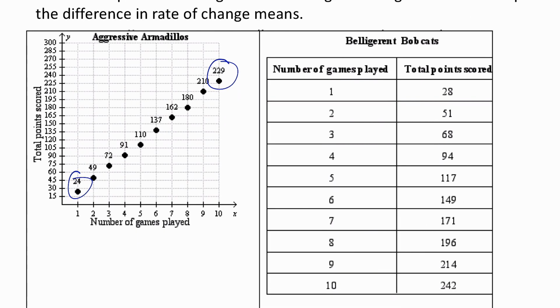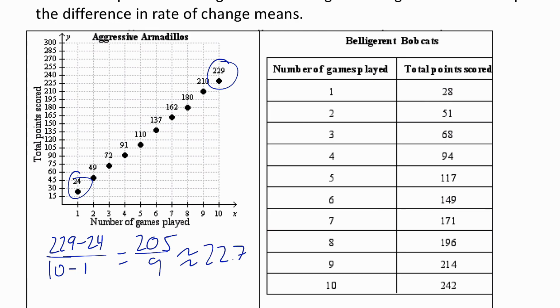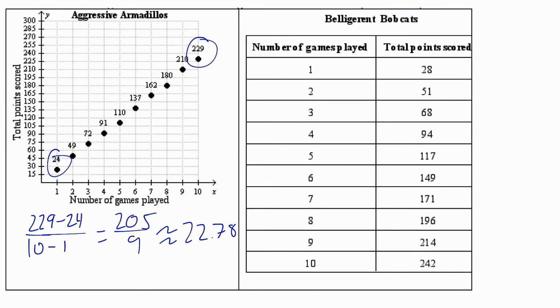On our graph for the aggressive armadillos, our slope is going to be 229, that's the height at the last point, minus 24, over our independent value, 10 minus 1. Cleaning that up a little bit, 229 minus 24 is 205 over 9. When we type 205 divided by 9 into our calculators, we end up with, well, I'm going to have to round it, 22.77777, so 22.78.